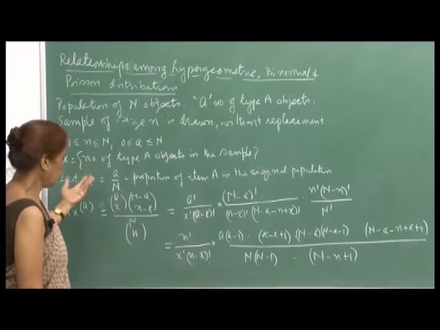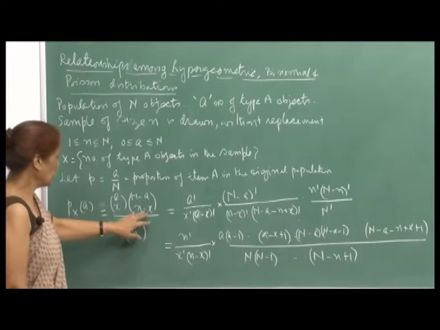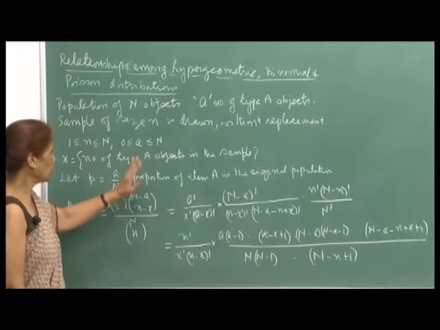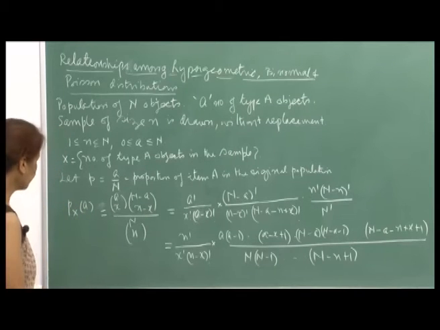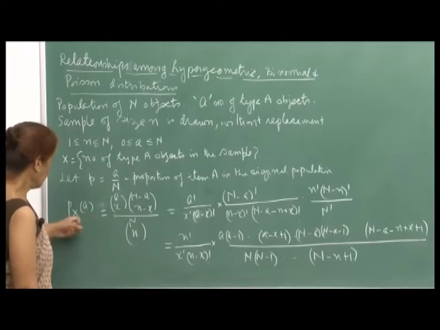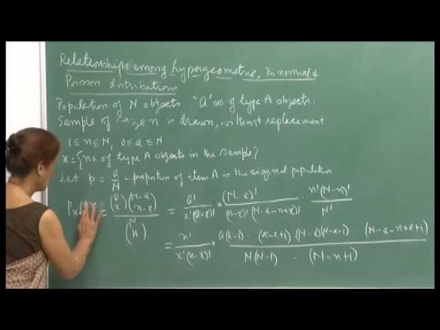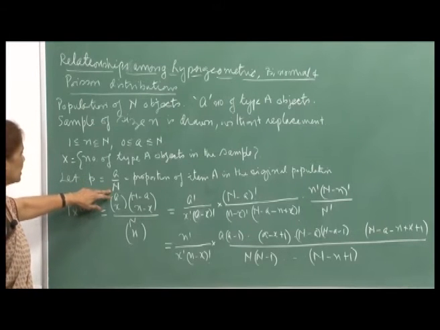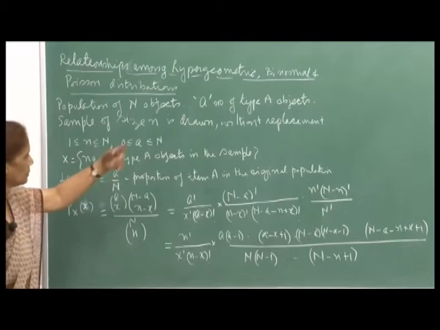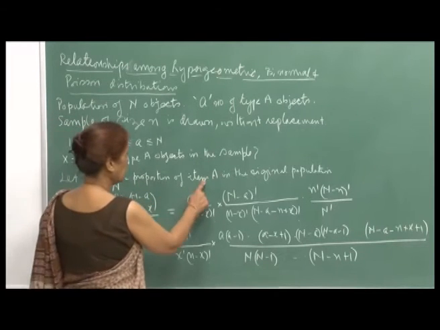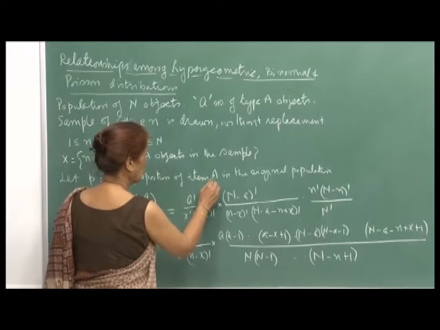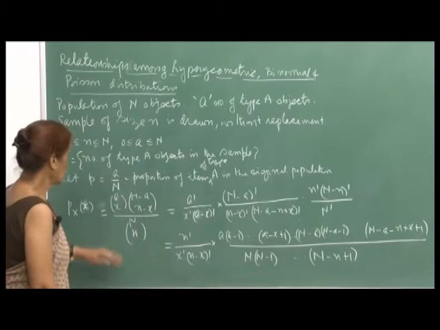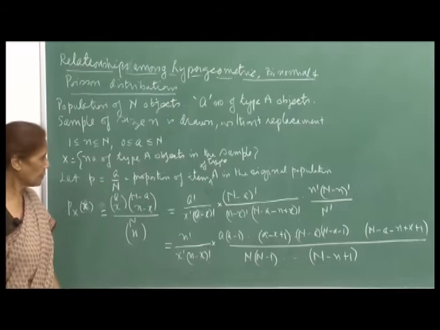And while discussing the hypergeometric series, I told you that even if this number is bigger than this, then by convention this is 0, and so there will be no mass. So, we really do not have to worry about the values of x. Now, let P be A by N. This is the proportion of items of type A in the original population. I am denoting this by P, which I will make use of later on.